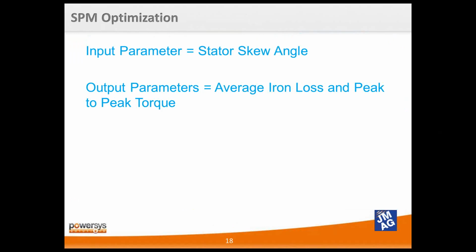So for the surface permanent magnet machine, just as a short summary on that, the input parameters are going to be the stator skew angle, and the output parameters are the average iron loss and the peak-to-peak torque.